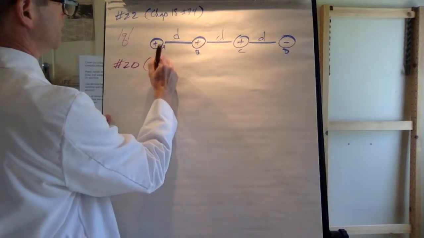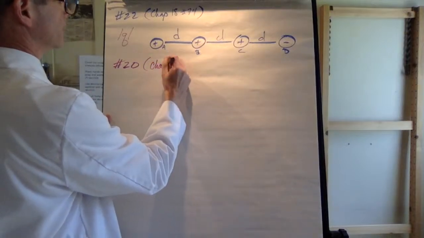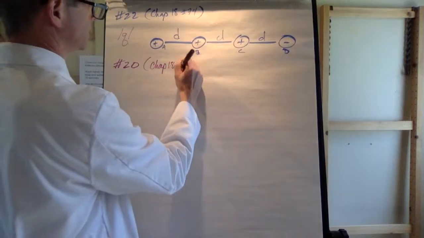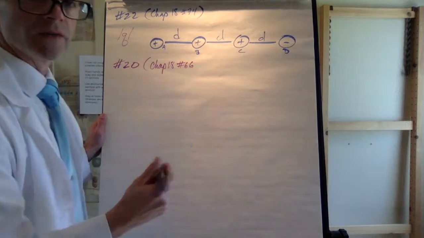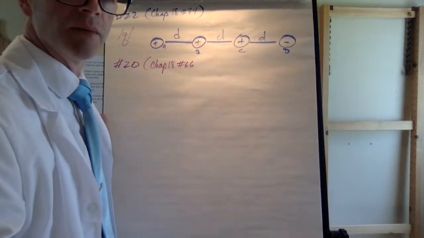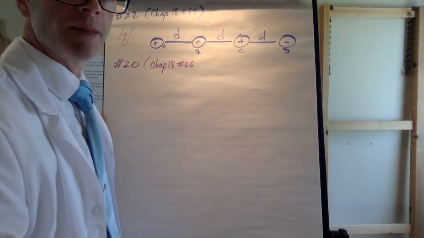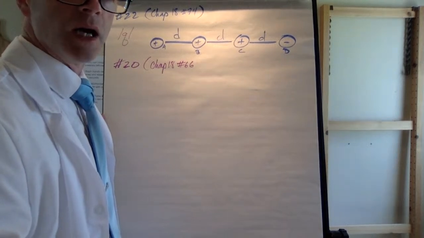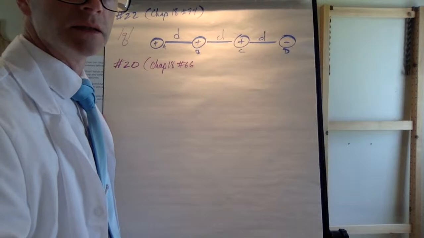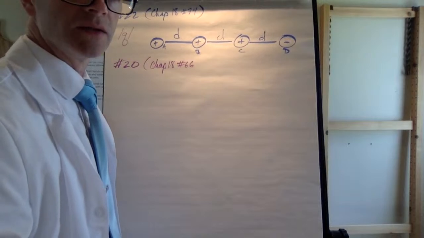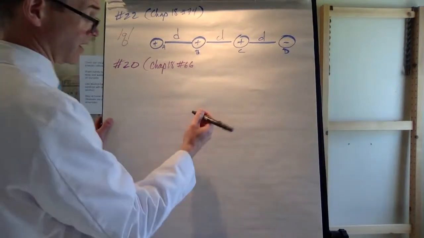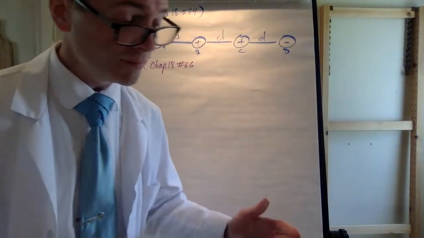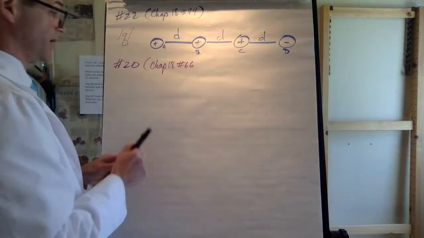So this is chapter 18, number 66. A small drop of water is suspended in the air by an electric field directed upward. What is the mass of the water drop? How many more electrons are on it? Well, let's draw the free body diagram. That really should be the first thing you always do.